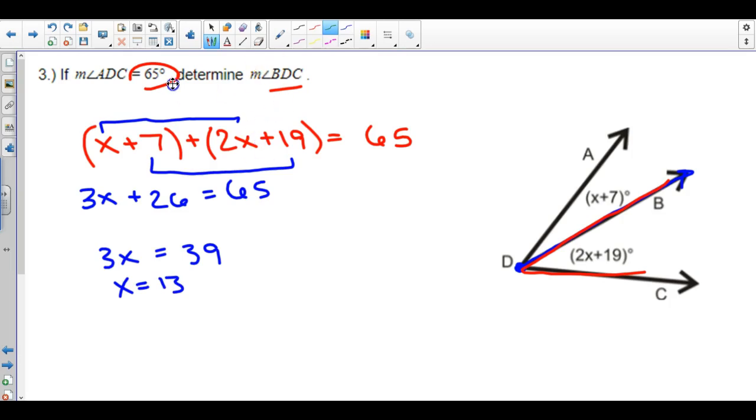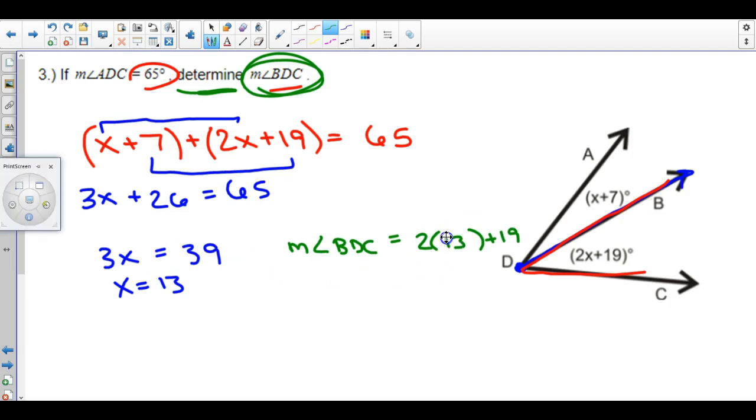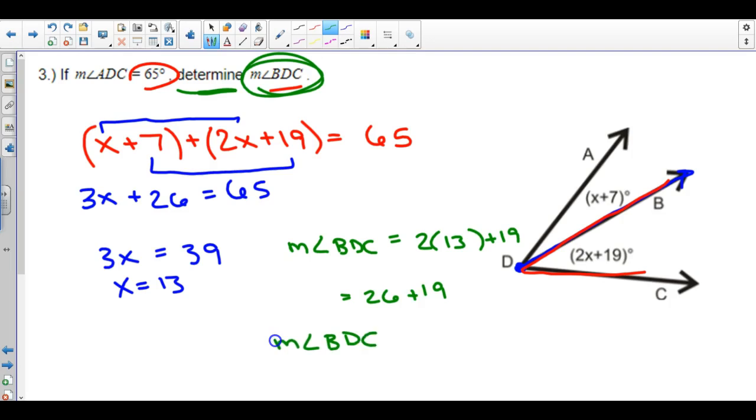So again, I'm not done there because I want to determine the measure of angle BDC. So the measure of angle BDC, what we're going to do is just take this expression, which is 2x plus 19, and in for the x, I'm going to substitute my value of 13. So 2 times 13 is 26. I'm going to add 19 to that, which tells me that the measure of angle BDC is 26 plus 19, which is 45 degrees. So this one's 45.